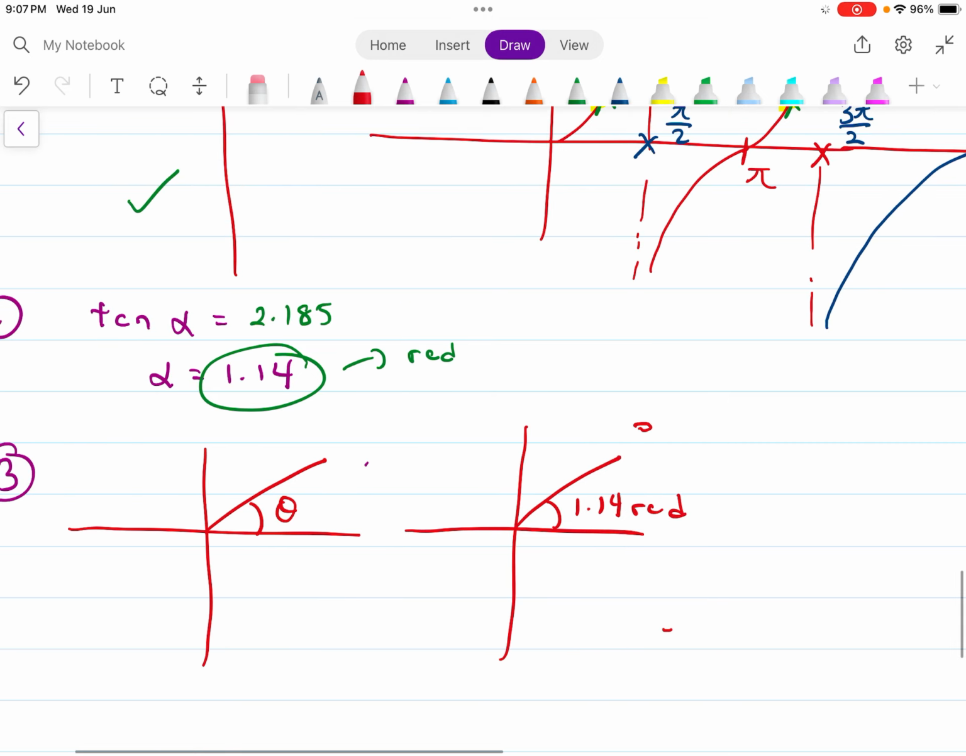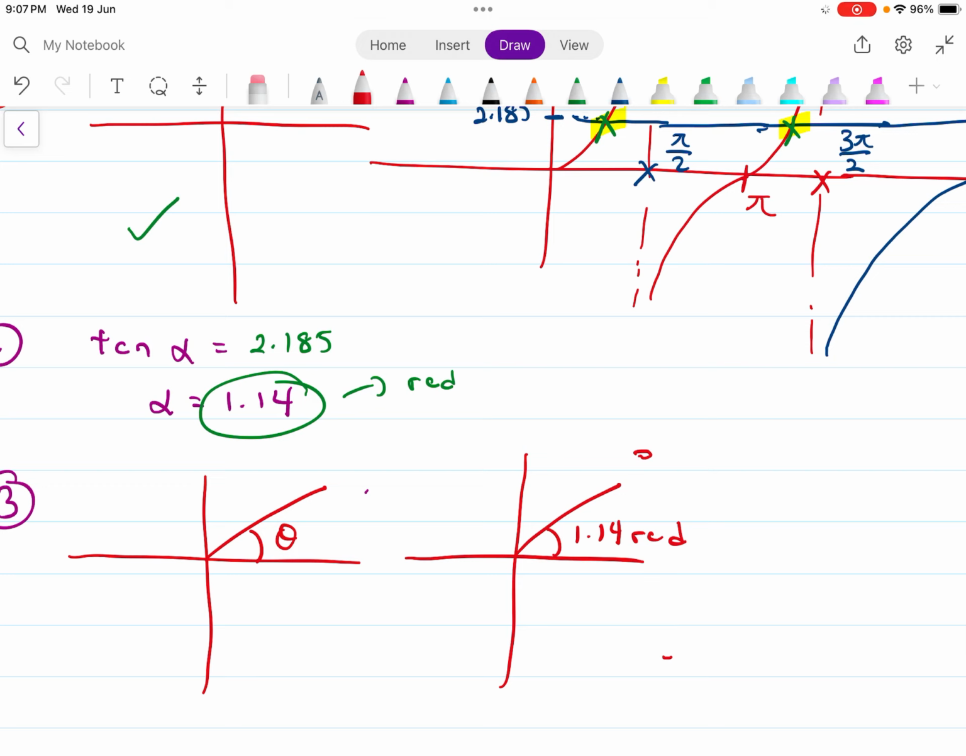As expected, based on the graphical solution I drew just now, my first answer must be less than pi over 2. Pi over 2 is roughly 1.57, and you can see that my first answer is 1.14, which is slightly less than pi over 2. So the first answer for me is 1.14 radian.